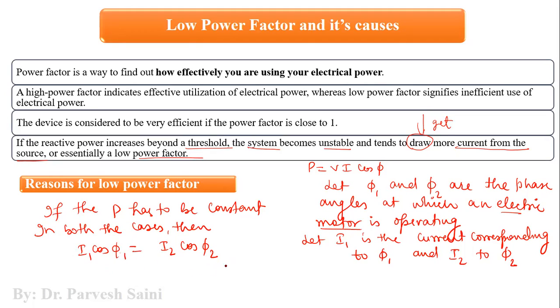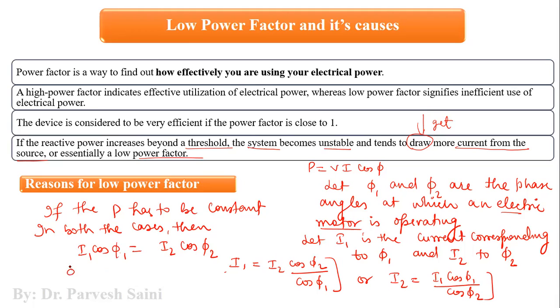Now let us take the ratio here. So I1 is equal to I2 into cos phi 2 divided by cos phi 1. Or you can say I2 is equal to I1 cos phi 1 divided by cos phi 2. Now from these two equations, you can see that the current depends upon the ratio of the two power factors. Now let us take phi 1 equal to 0 degrees and phi 2 equal to 90 degrees.